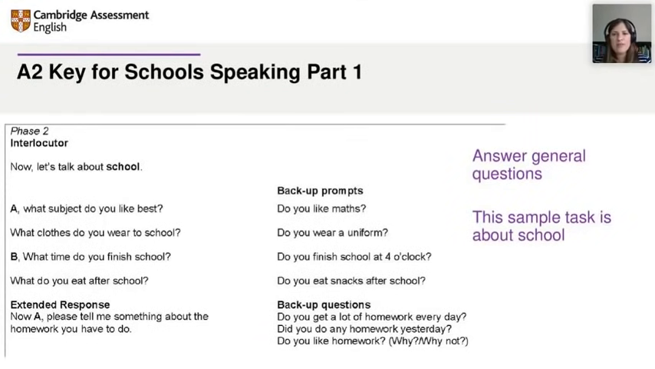So we've looked at a preliminary task. Now we're going to look at A2 Key for Schools Speaking Part 1. So what do they have to do in this task? They have to answer general questions, okay? And this particular task is about school. Now, again, in B2 First and also B1 Preliminary for Schools, students have to answer general questions. So this is a similar task throughout the levels. It's just that the level of the language will change in difficulty.